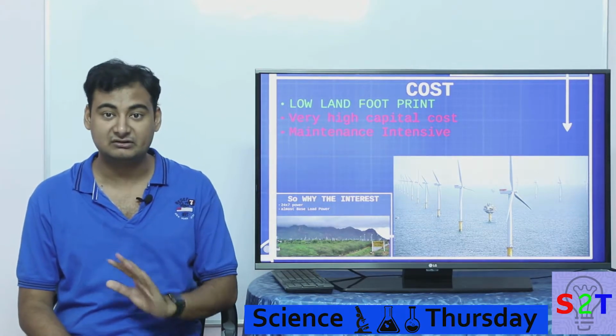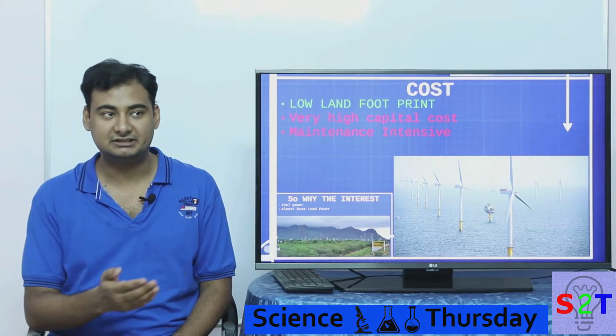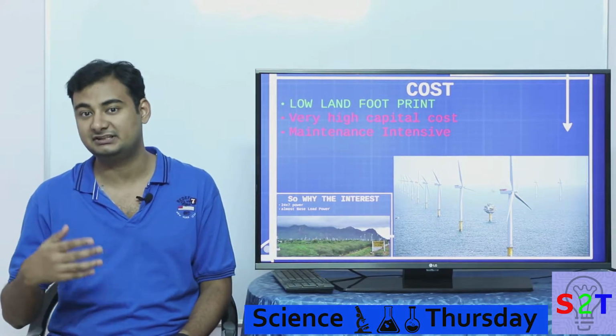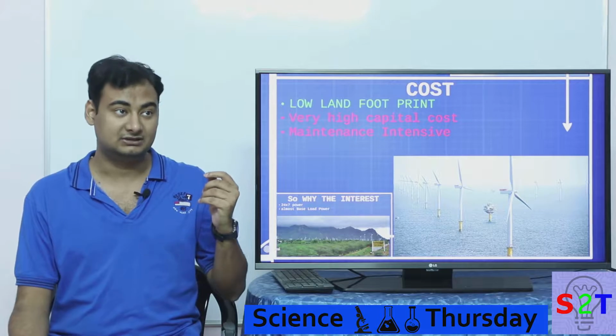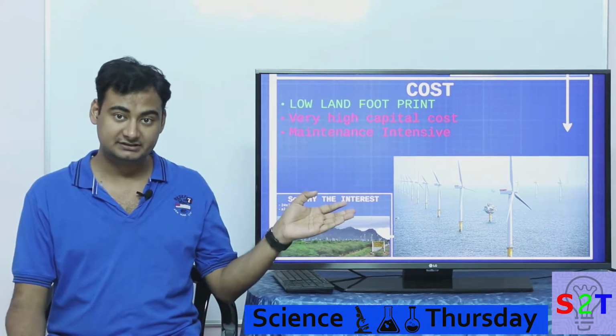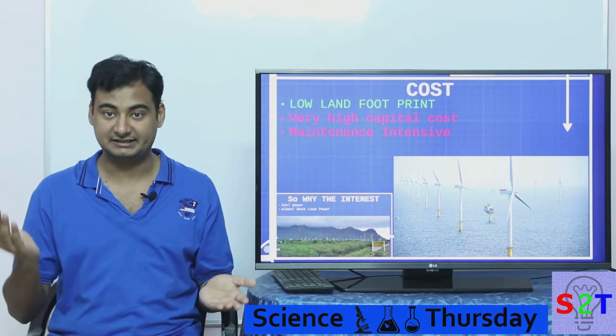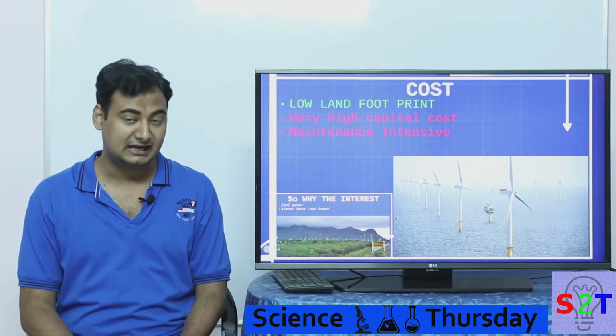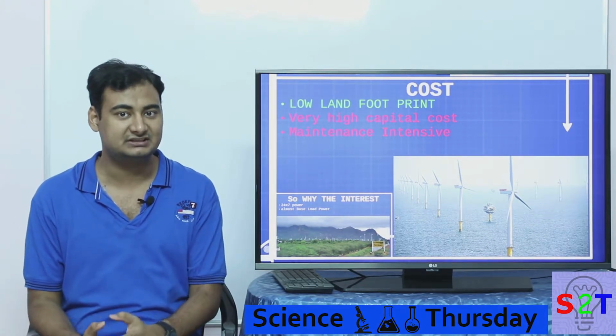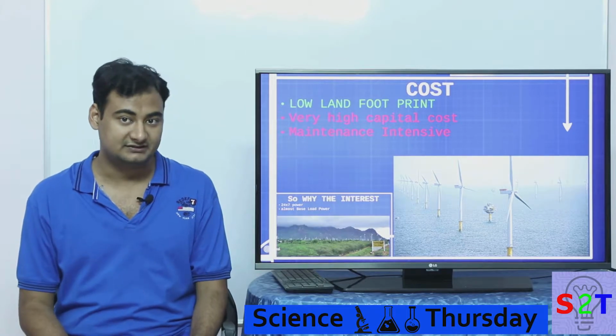Maintenance is not free. Yes, there is a probability that your solar panel can break, there is a probability that a solar inverter can break, but those probabilities compared to this, it's not in the same path. So even though it has a very low land footprint and the raw amount of energy it gives is very high, the capital cost is very damn high.